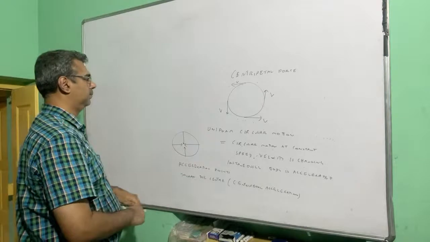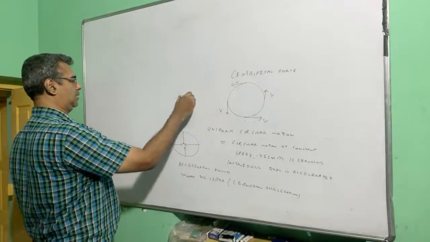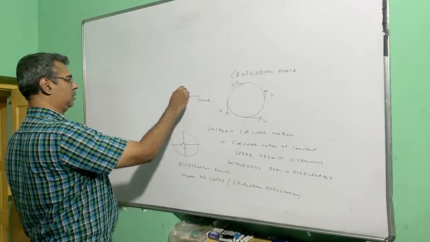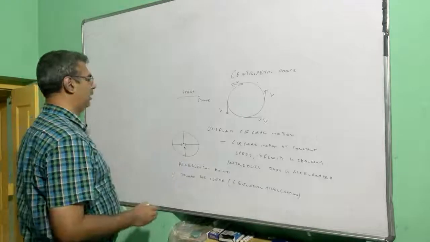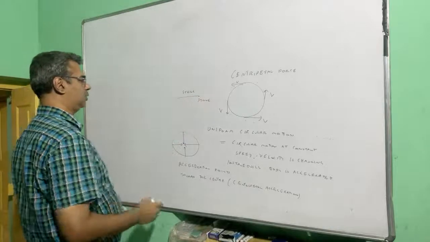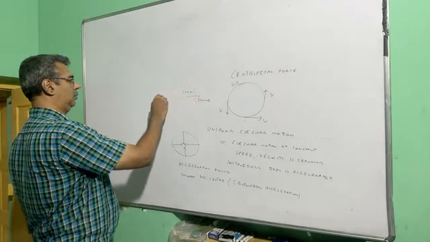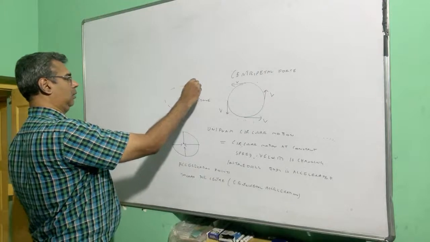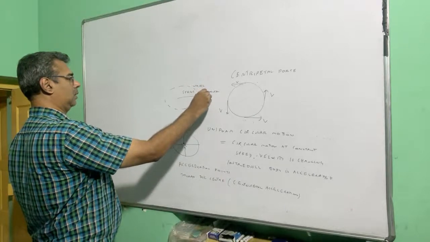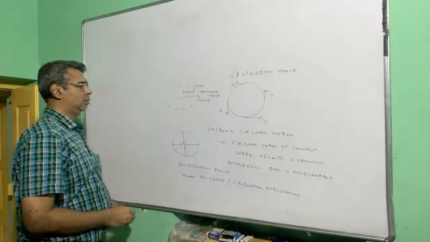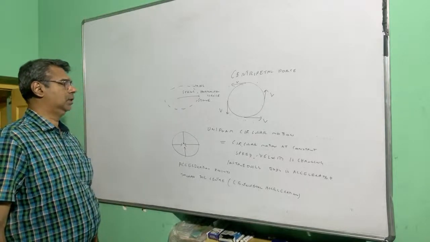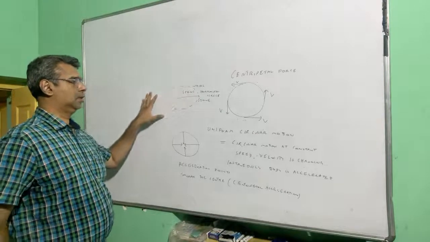Let me give you an example. Suppose you take a stone and tie one end of the stone to a string, and then you whirl it in a horizontal circle. So you take a stone, tie it to one end of a string and whirl the string in a horizontal circle. A horizontal circle is circular motion.